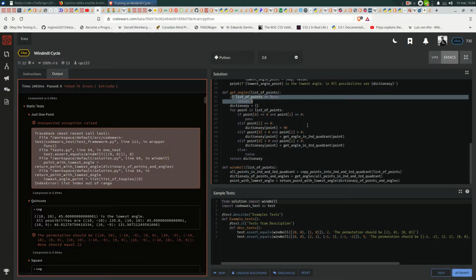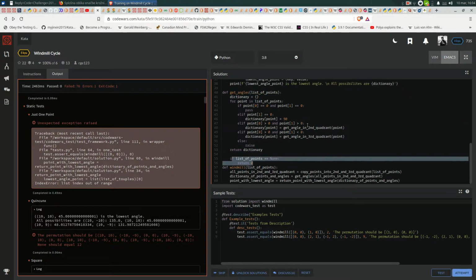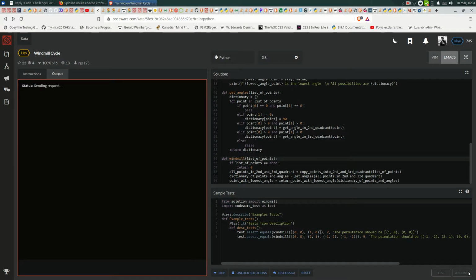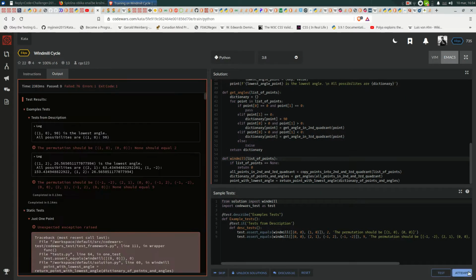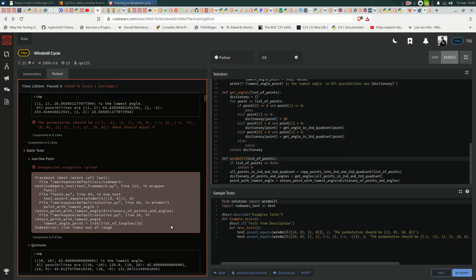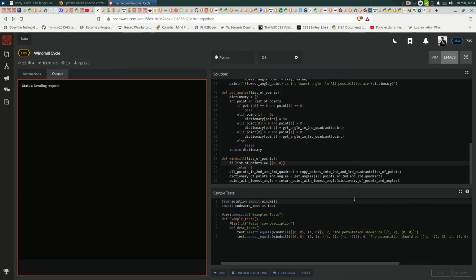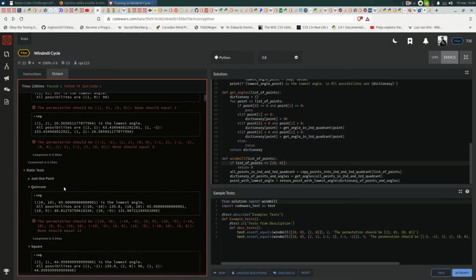Get angles, windmill. I always think that in those cases, if the input is none, then return a specific thing. Why? Oh, just 1 point. If list of points is 0, 0, that should be green then. All right, yeah, just 1 point.